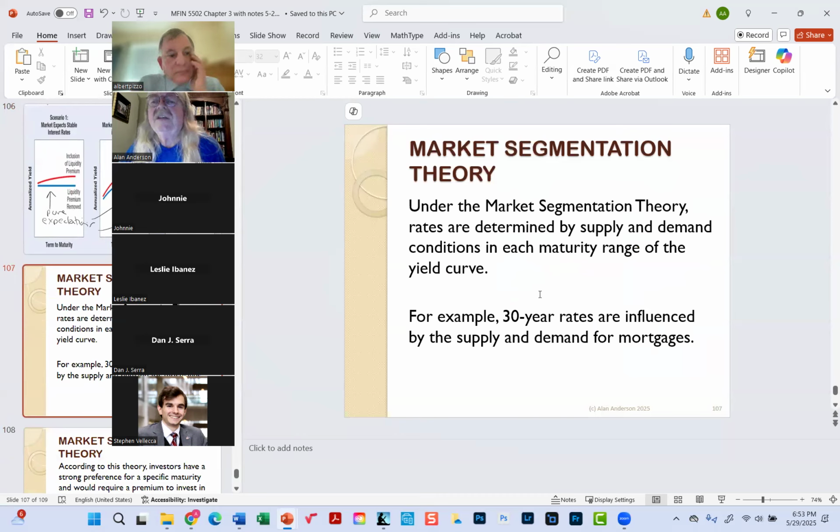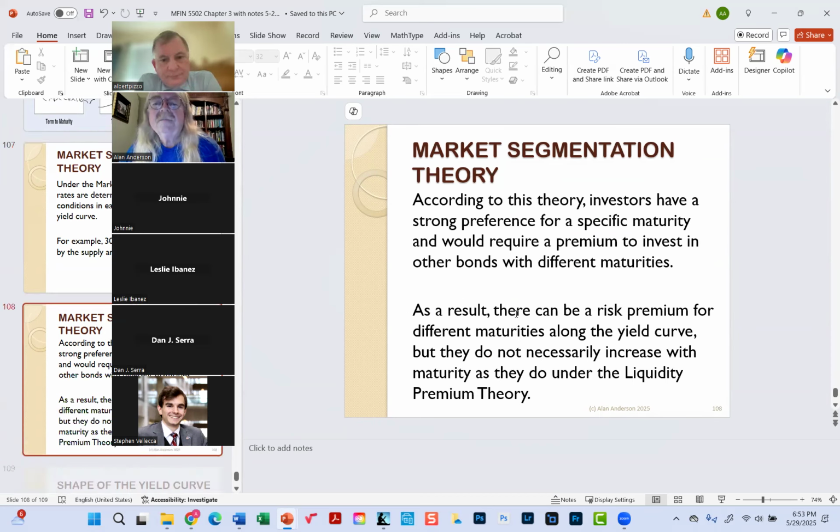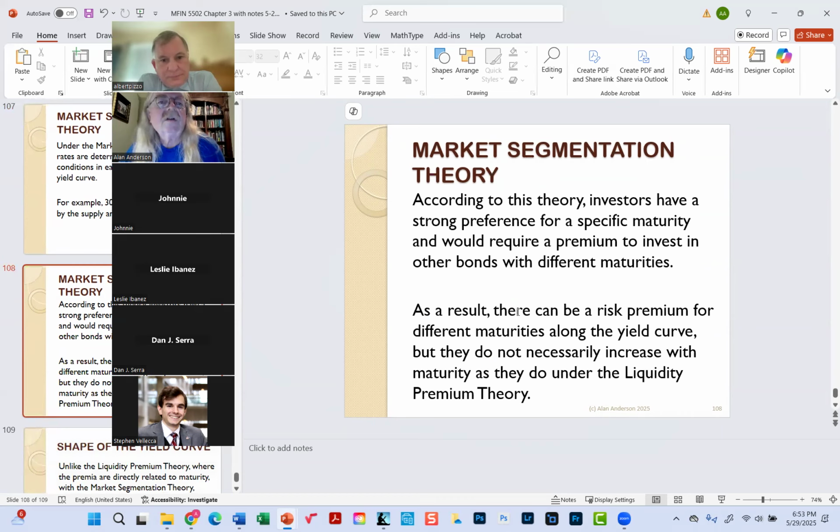Now, the market segmentation theory essentially is a theory that says that the supply and demand conditions for each maturity are different. Okay, so for example, the 30-year rate of interest is influenced by the supply and demand, among other things, for mortgages, whereas in the short end of the yield curve, a lot of that is driven by investors who have money to save for short periods of time.